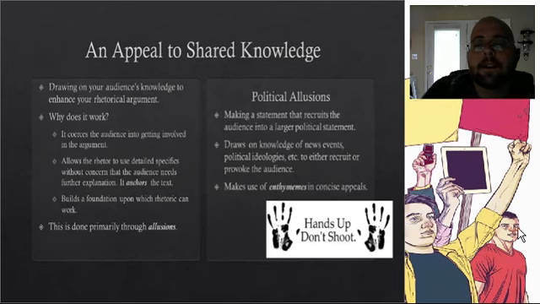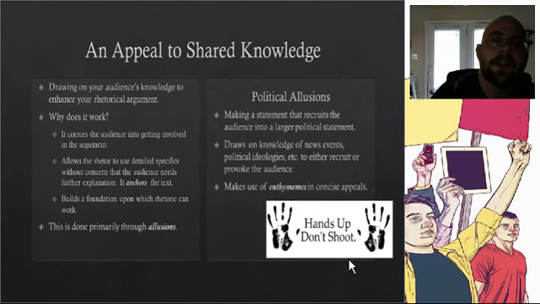Okay, these political allusions often make use of enthymemes, in a concise appeal. So your book talks about "I am a man" from the civil rights movement. You can also think about "hands up, don't shoot." This is the phrase, if you aren't aware, from Black Lives Matter that arose in the early days of this movement, because it's a protest against cops shooting black people.